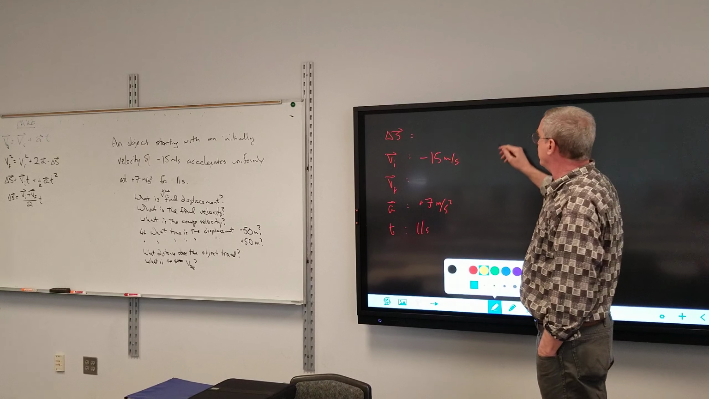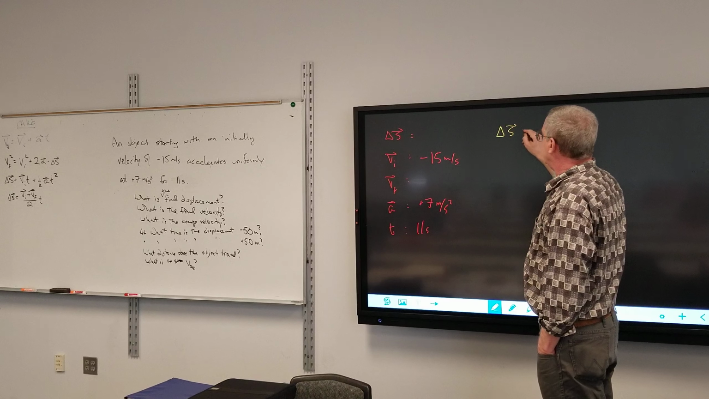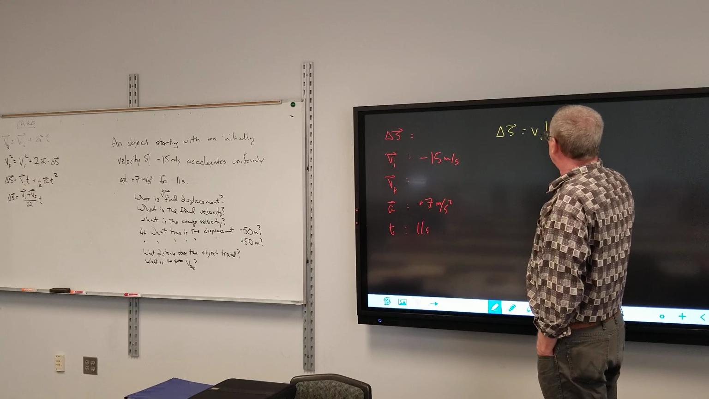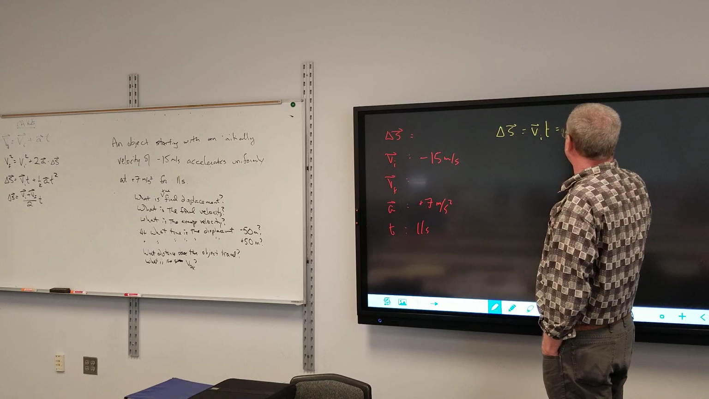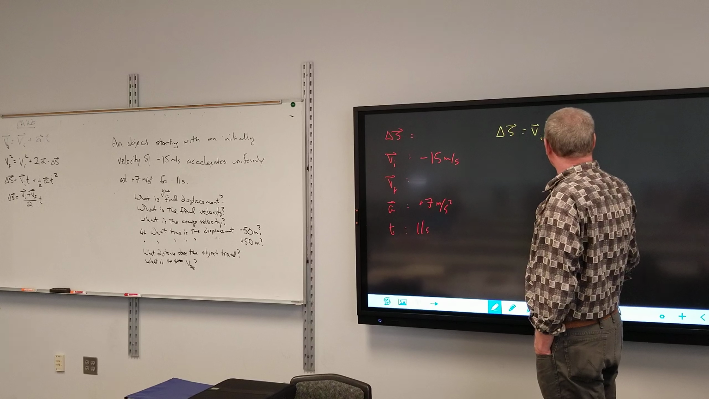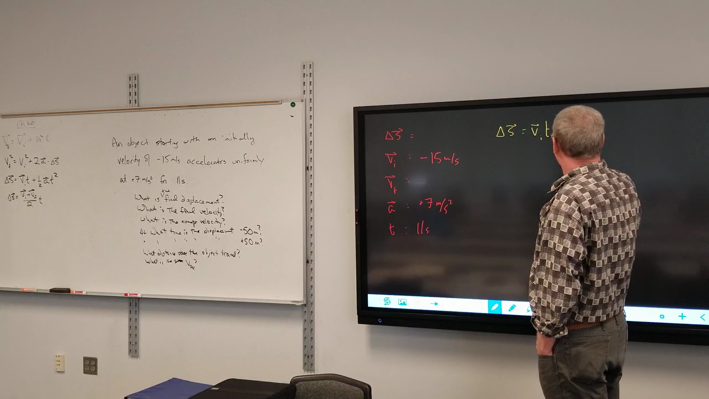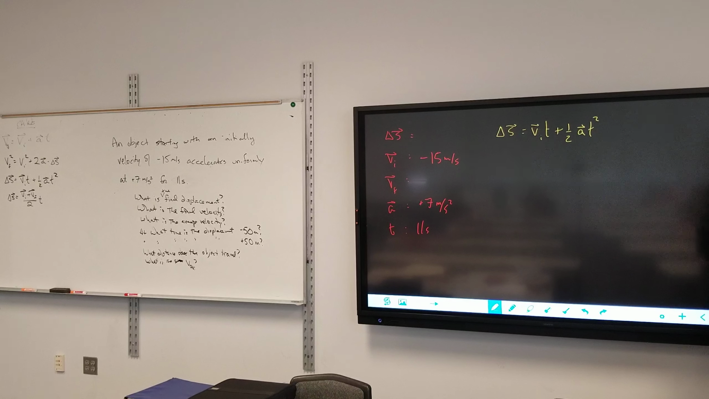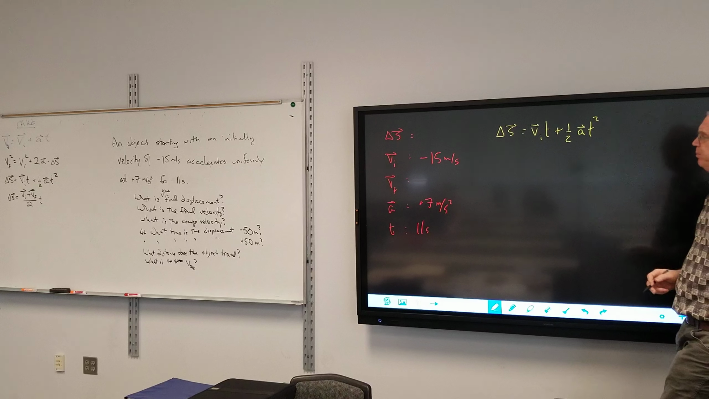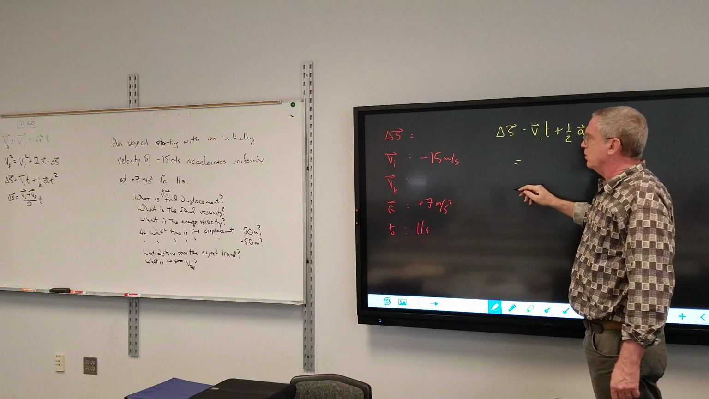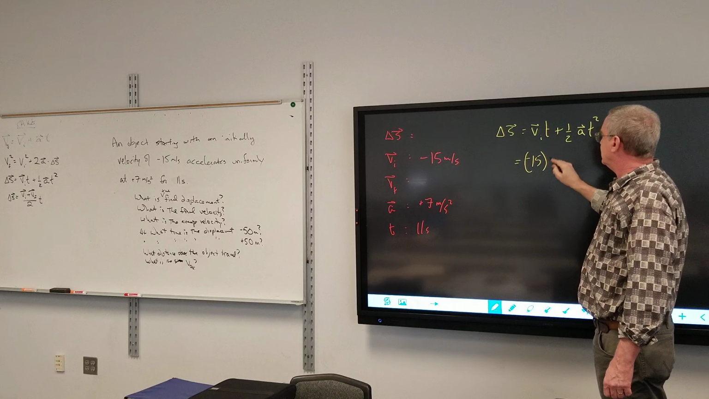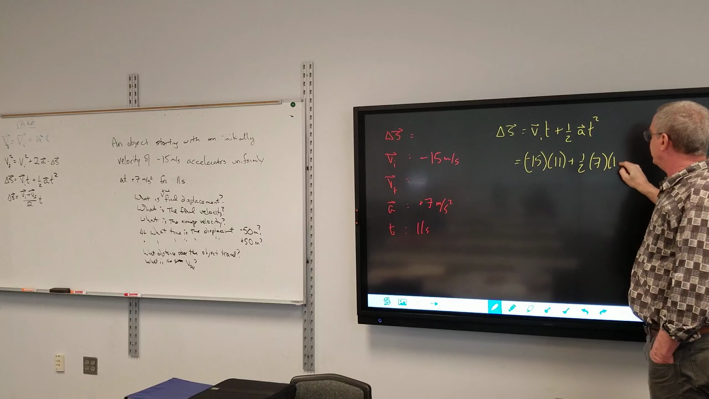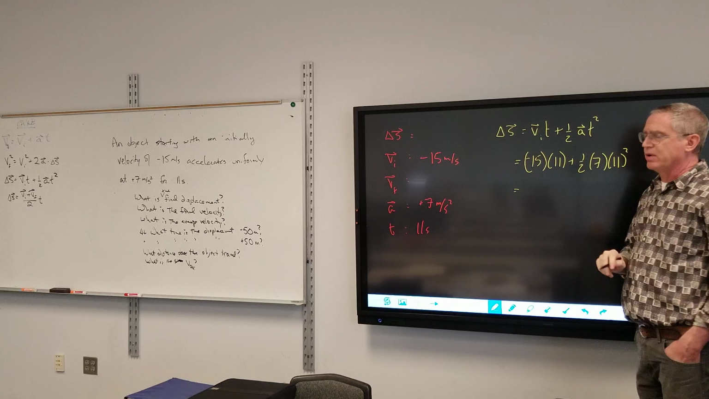All right, so using the third one, I have delta S. It is recommended that you start out writing the equation. If you get much more comfortable with it, you can skip some steps. But it's a lot easier to follow your work if I see your equation first, and then plug and chug. So we have negative 15 times 11 plus 1/2, 7 times 11 squared. It becomes a calculator exercise.